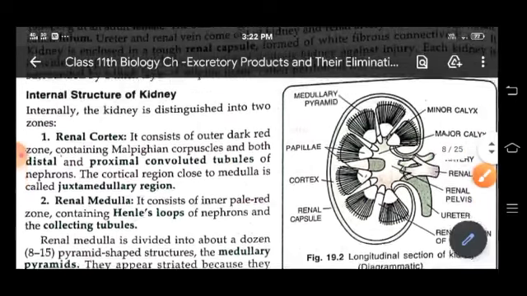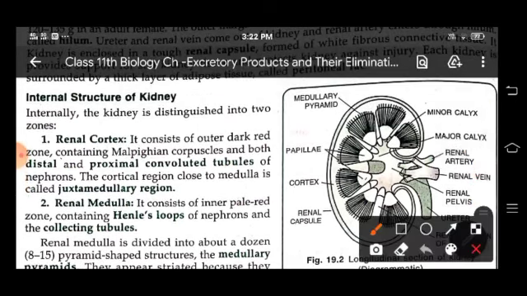Now here, children, it is the LS of the kidney. Here see the cortex part and the medulla part. Now this is the minor calyx and the major calyx. Now renal artery and renal vein. Renal artery brings blood to the kidney, and renal vein takes blood from the kidney. Now renal pelvis, from where the urine passes from the kidney to the ureter to the urinary bladder.